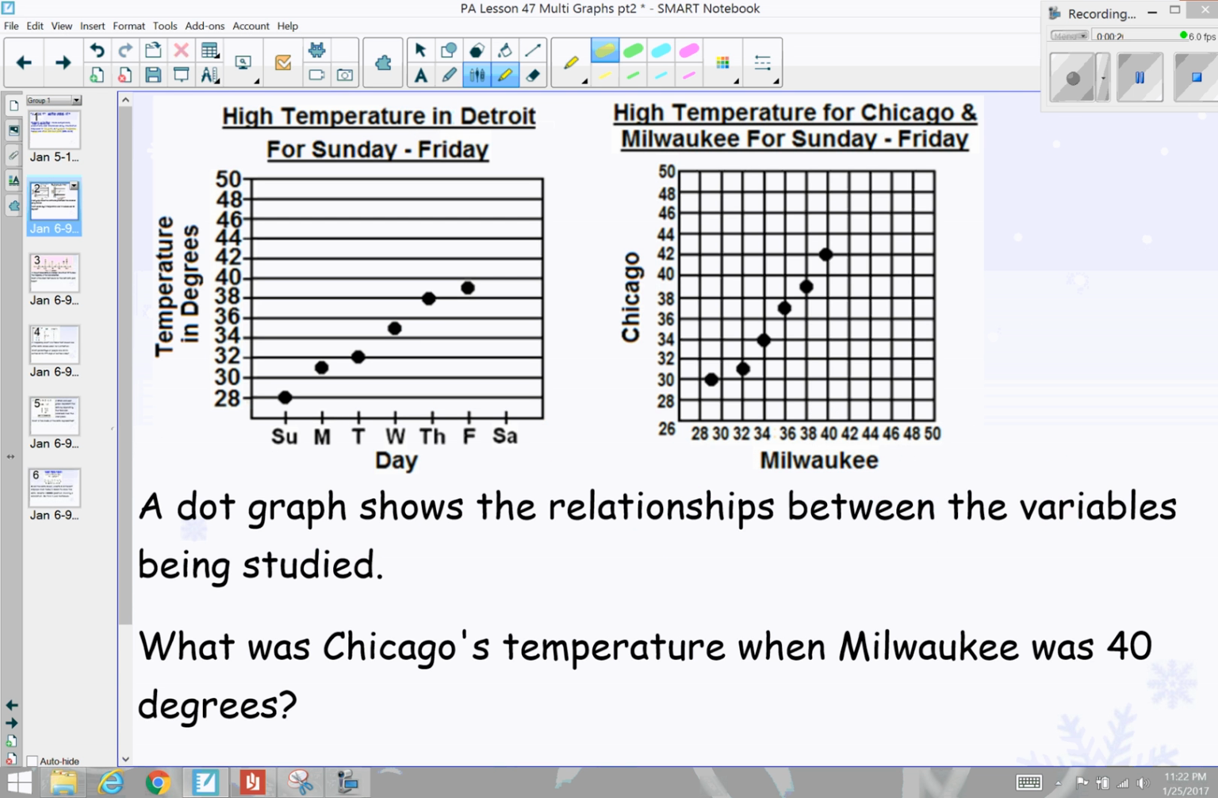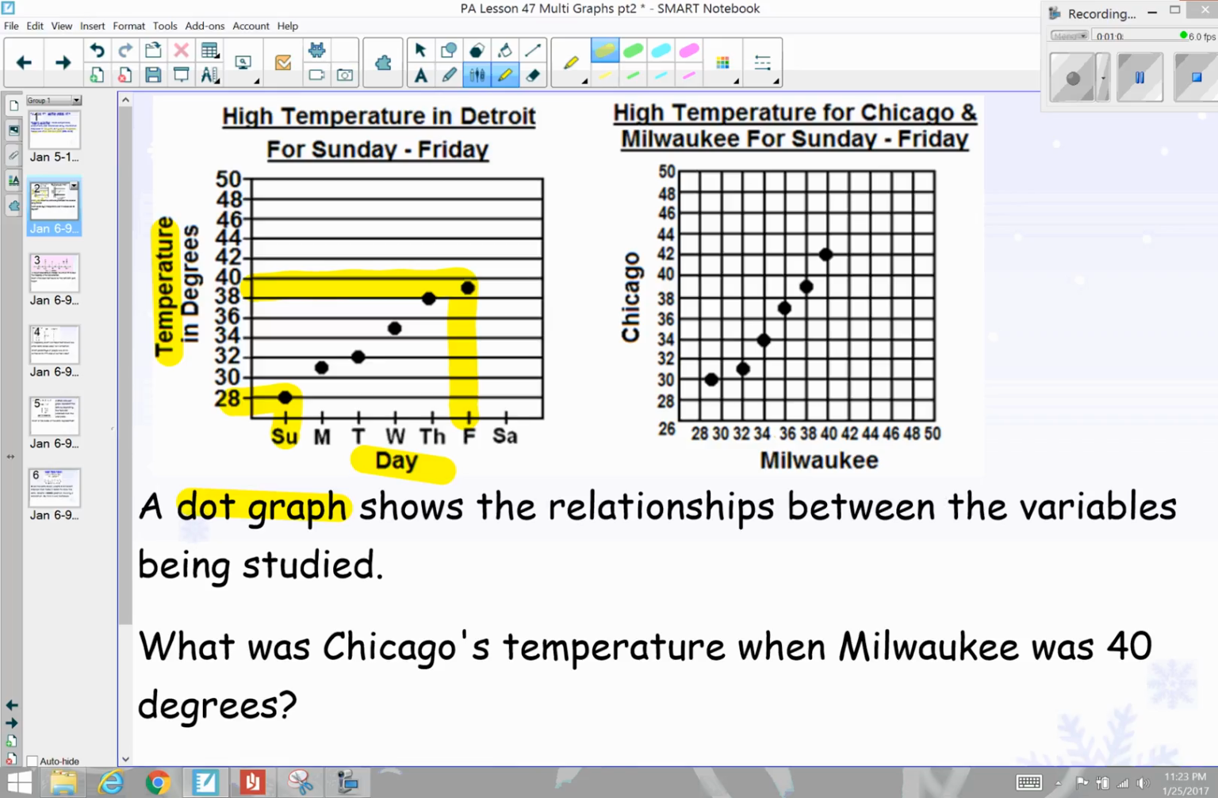All right, one that's pretty common that we see, whether it's in newspapers, on the news, or clearly in work that we're doing in our classrooms, is called a dot graph. A dot graph is a graph that shows the relationship between multiple variables that we're studying. We're comparing one thing to the other. Let's look at the first one. This is comparing the temperature in degrees to the day of the week. On Sunday, it was 28 degrees, and on Friday, it was just under 40, so it's 39 degrees.